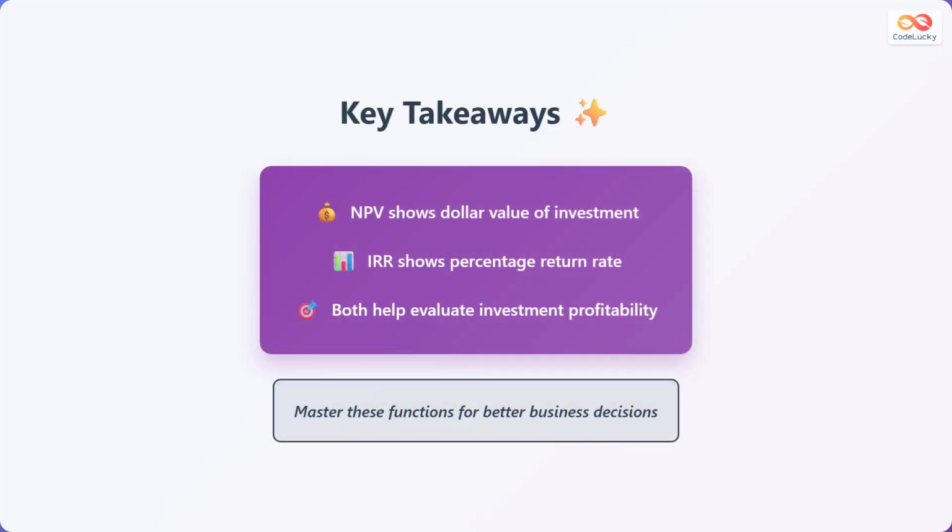Here are the key takeaways from this video. NPV shows the dollar value of an investment, while IRR shows the percentage return rate. Both functions are essential tools to help you evaluate investment profitability. Therefore, you must master these functions for better business decisions.